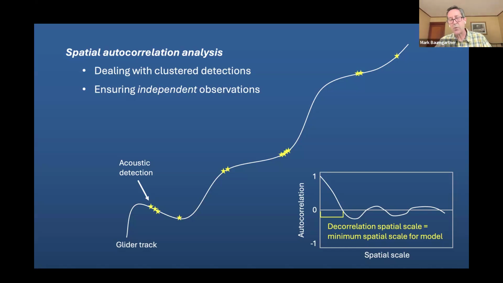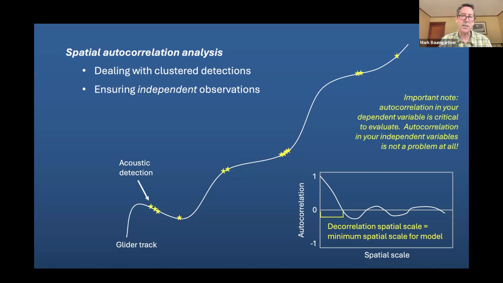How you come up with this autocorrelation analysis depends on the type of dependent data you have. So I'm not going to go into that, but the concept is the same. You want to find out what this decorrelation spatial scale is so that you're dealing with cluster detections and you're ensuring independent observations.